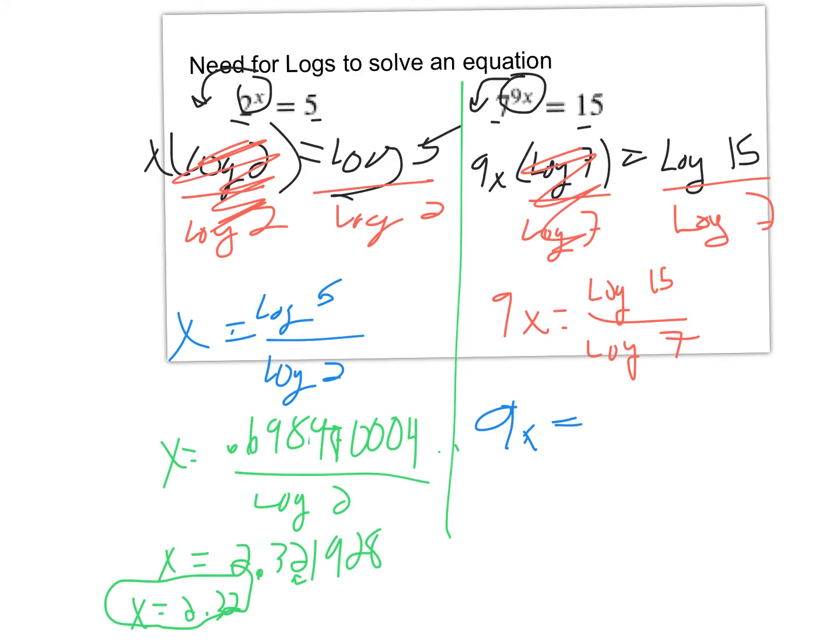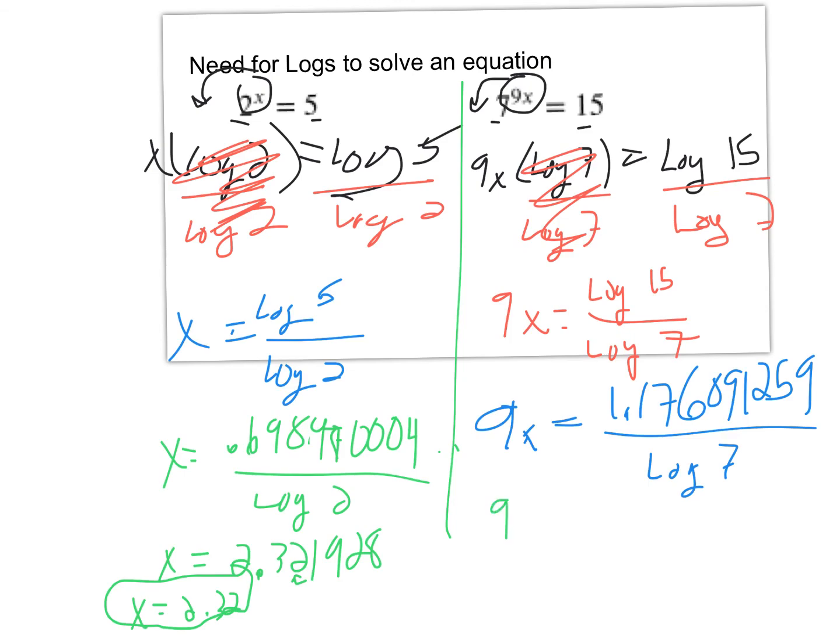Okay, so we're gonna do 15 log. So I get 1.176091259 and some change, still divided by log of 7. Okay. So now my next step, I'm going to say 9x is equal to, so I'm going to take this answer and divide it by log 7. So 7 log. And again, my phone calculator says 0.84509. That is not your answer.